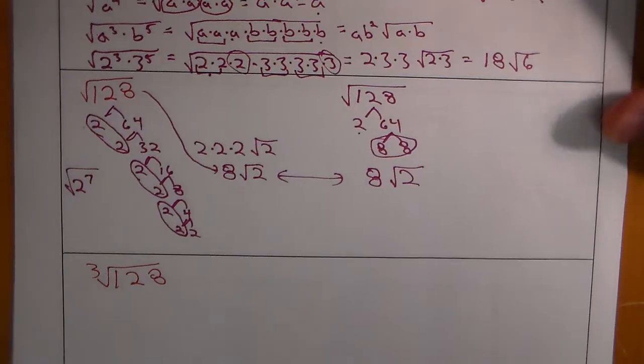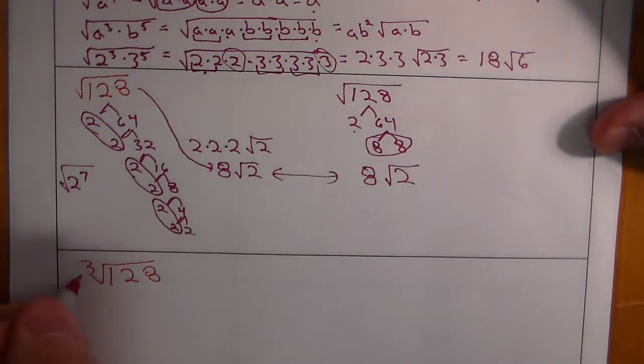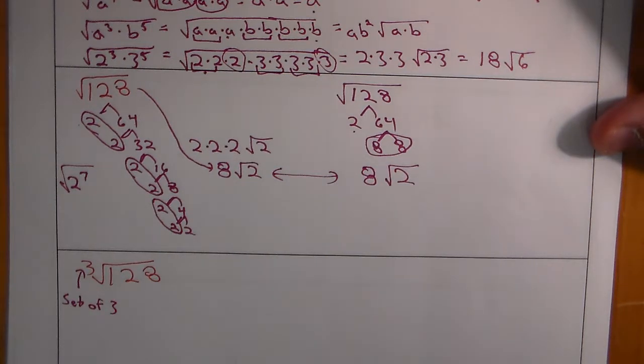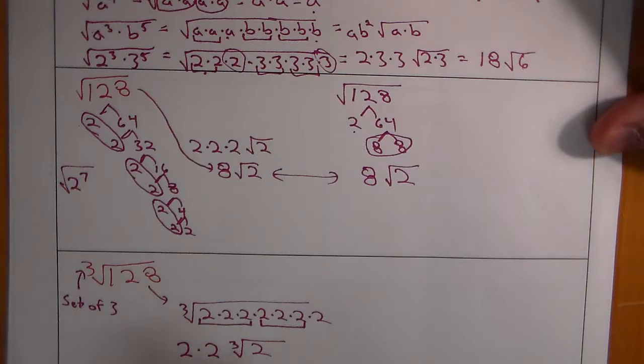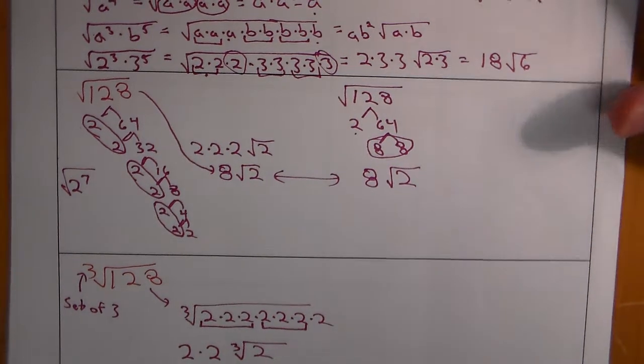Okay, now, suddenly we have cube root. All this means now is we need a set of 3. So first off, 128 we know from the last problem is 7 2's. So now I need sets of 3. There's a set, there's a set. So outside I'm going to write 2 times 2. Inside, that one didn't get matched up. It stays inside. So we go 4 cube root 2 is our simplified answer.